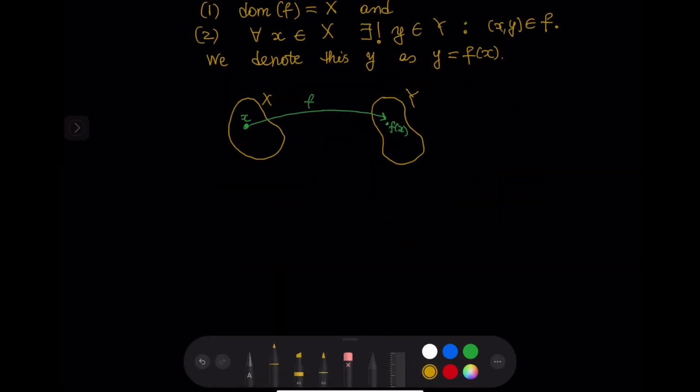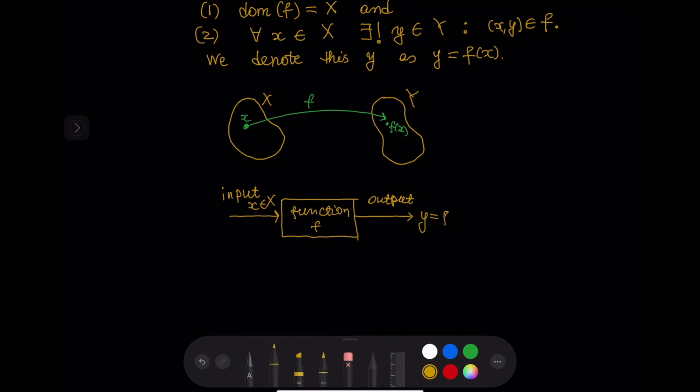Another diagram that can help us understand what a function is is the following. Suppose we have an input x, an element of the set capital X. Here we have some box, some operation, which is a function f, and on the output, it gives us the value y equals f of x in the set Y.